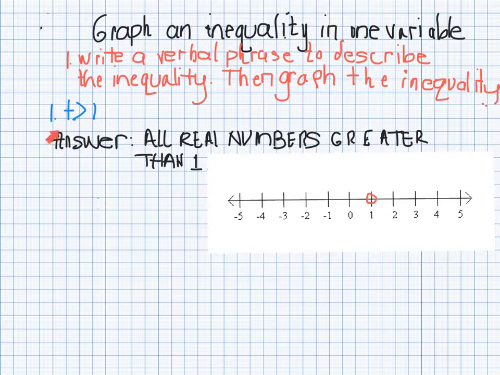So we have t is greater than 1. So the answer to that verbally is all real numbers greater than 1. And so how you graph it is we have the 1, and we need to show that it is all those. So the solution continues out. It's an open circle because it doesn't have an equal sign with it.